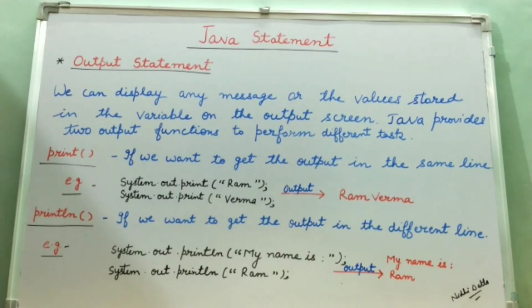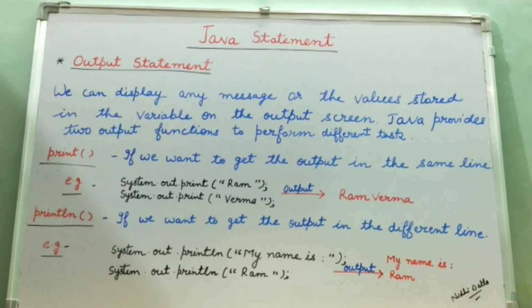And the next function is the println function. Println, again with parentheses, then you can give the message inside it, and we can get the output on a different line with the help of the println function. For example, System.out.println within brackets, within double quotes, My name is, then parenthesis closed, then semicolon. And for the second statement, System.out.println within double quotes Ram, then parenthesis closed, and the statement ends with a semicolon.